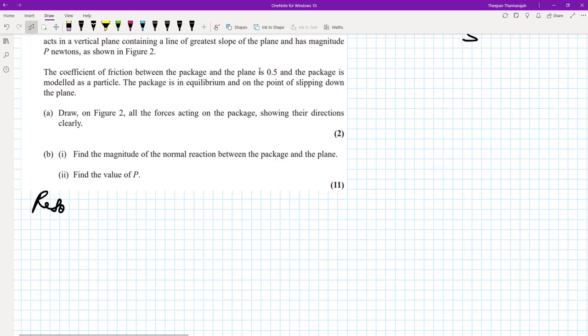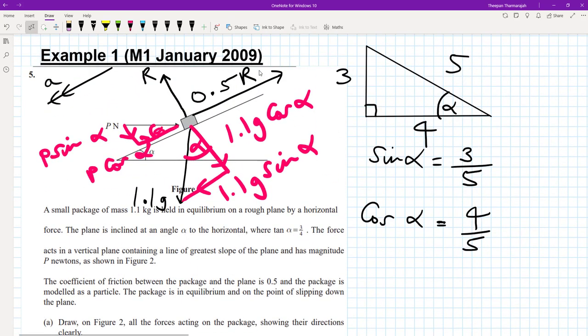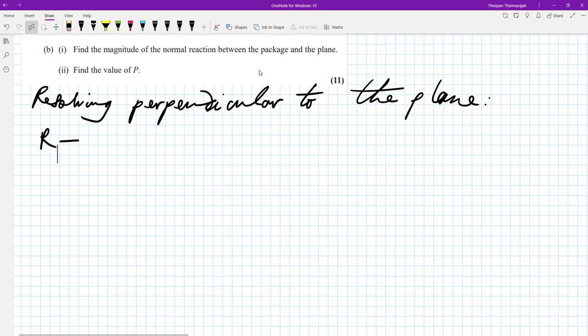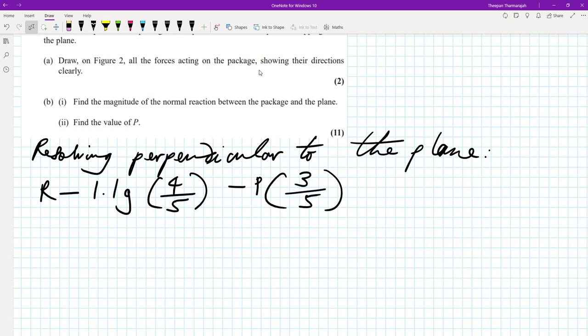So resolving perpendicular to the plane. So we're going to have R minus 1.1 g cos alpha. So 1.1 g. Now we know that cos alpha is 4/5. Minus the other force coming down, which is P sine alpha. So that's P times 3/5. And it's not moving in the perpendicular sense, so it's equal to 0.